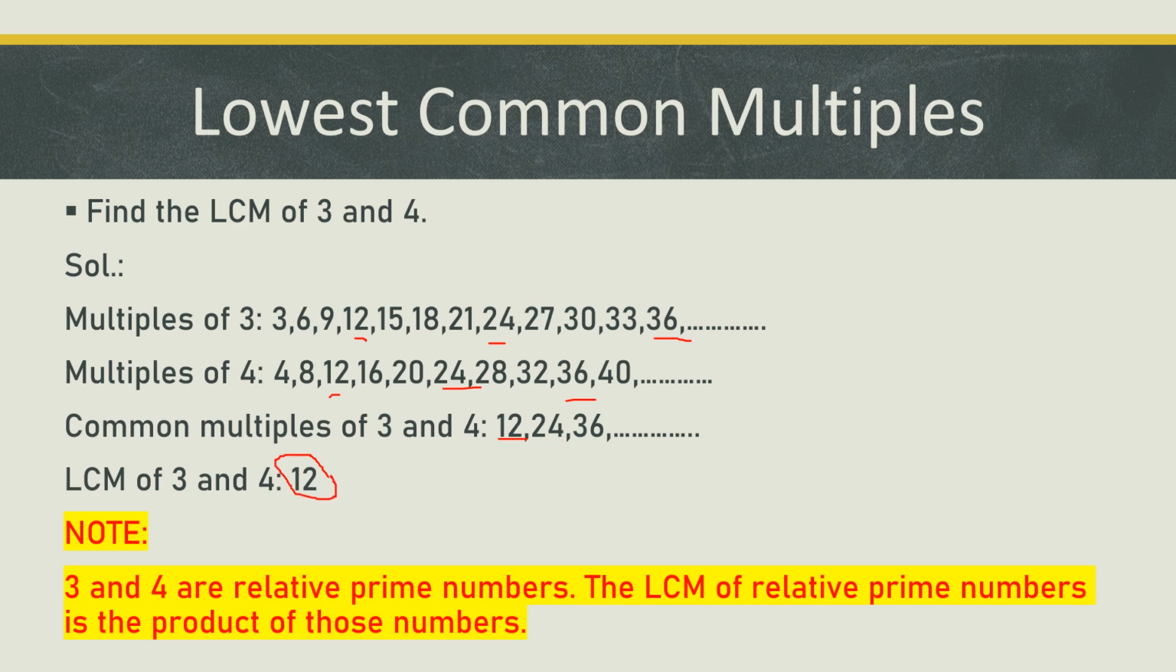Now please note again, 3 and 4 are relatively prime numbers. So the LCM of relatively prime numbers is the product of these numbers. It's easy to find this way, in a tricky manner, without doing these methods. As of now you have to write multiples, but when you grow bigger, in higher standards, if somebody asks you to find the LCM of relatively prime numbers like 3 and 4, just multiply the numbers and you'll get the LCM. If it is relatively prime numbers, keep that in mind.